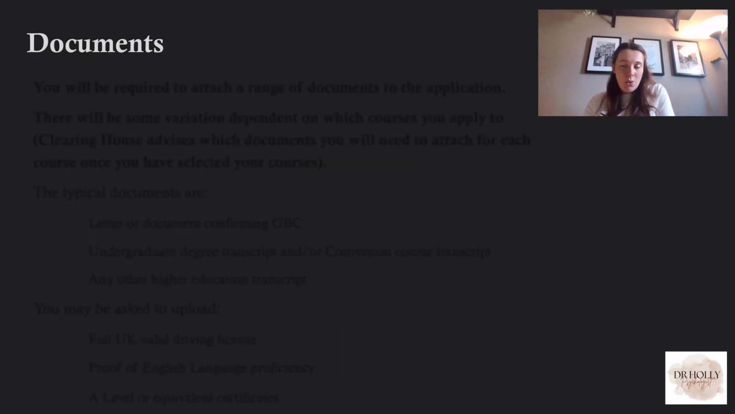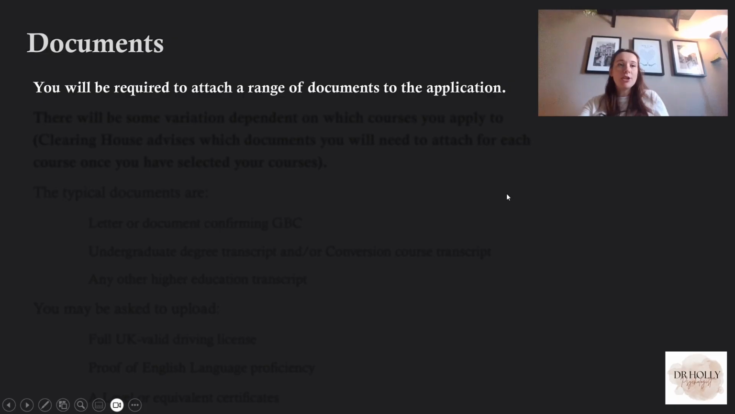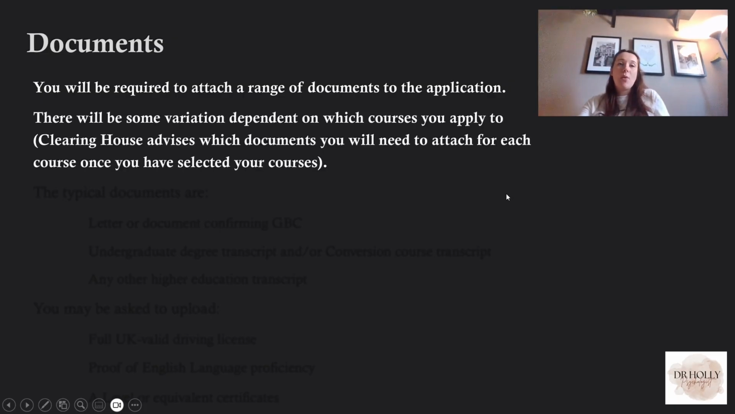Documents then. So to apply, you have to attach a range of documents. If you forget, for some reason, if that ever happens, Clearinghouse should email you and just double check that you can attach them. But I would just make sure that you know which documents you need to attach and make sure you attach them. So as I say, you will be required to attach some, and there will be some variation dependent on which courses you apply to.